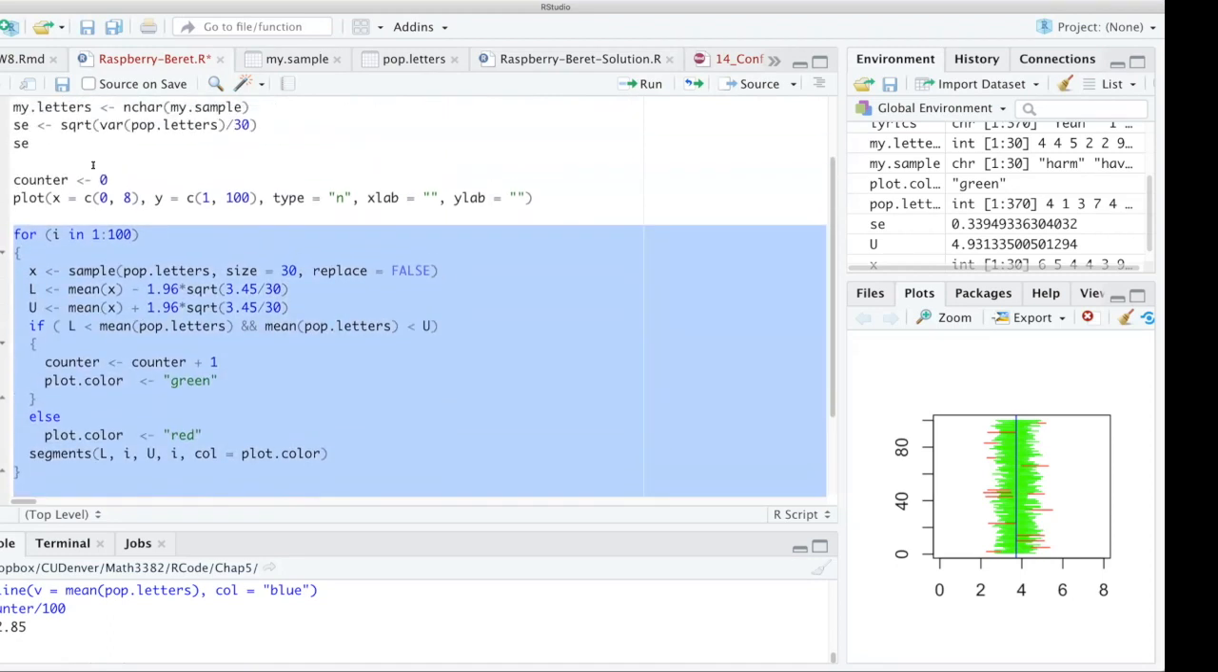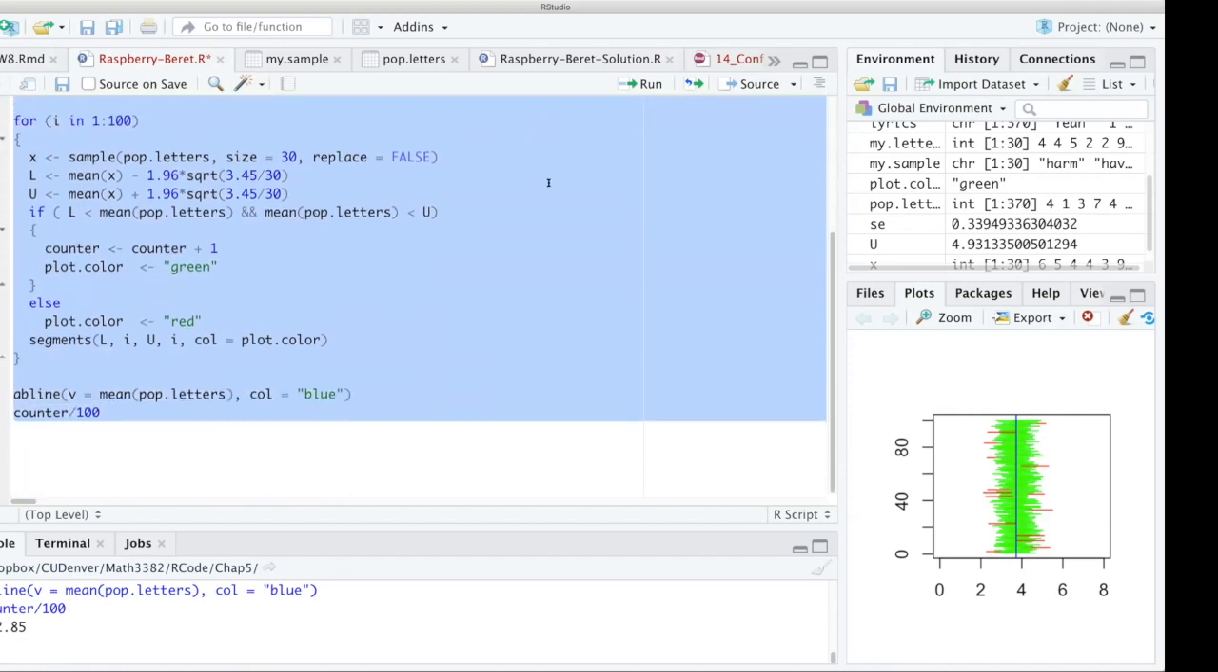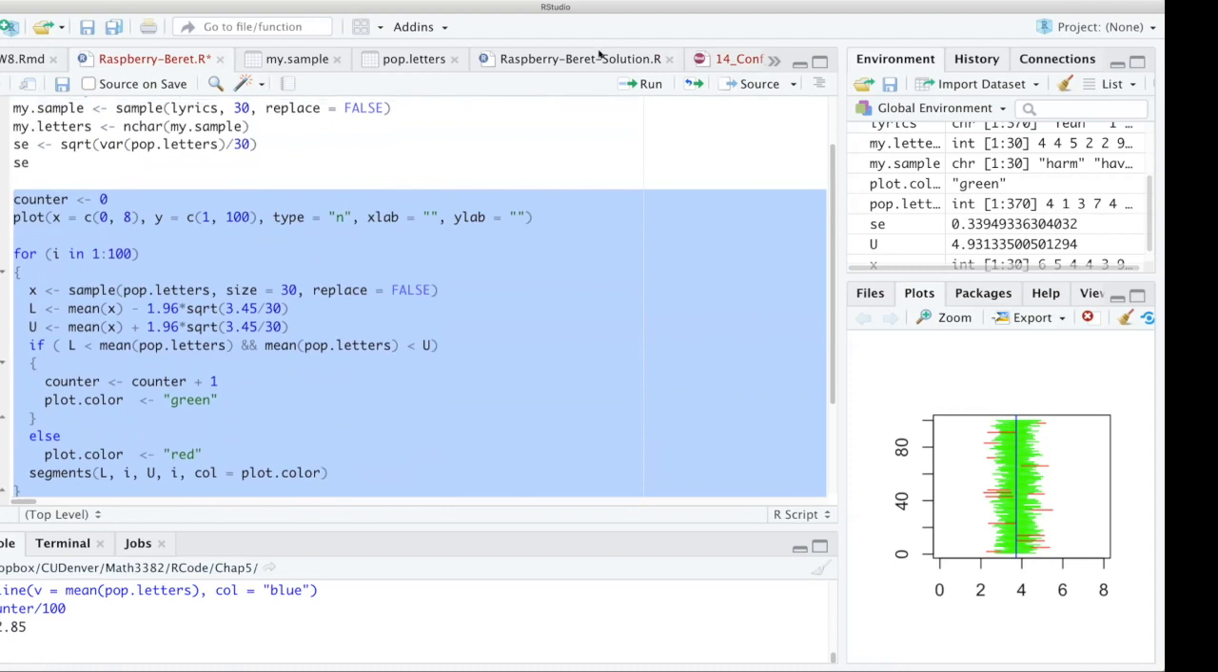Oh, I forgot to run this stuff. Sorry, let me run this stuff up here. Forgot a couple lines of code. Okay, so I'm going to run all of the lines of code from counter all the way down to the end. Okay, that looks way more reasonable.